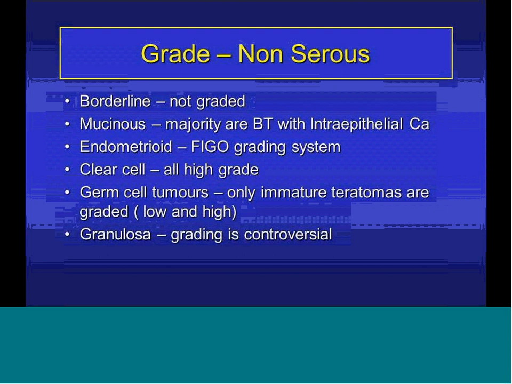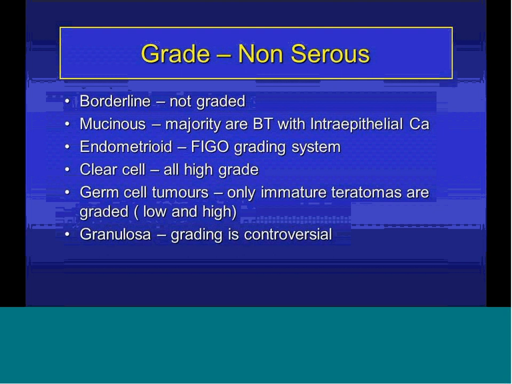When there is a truly invasive mucinous adenocarcinoma, I think these can be graded using the typical criteria that we would use in the colon or anywhere else. True endometrioid tumors, these are the glandular differentiation. They'll often have squamous differentiation within them as well. These can be graded using the FIGO grading system for endometrium.